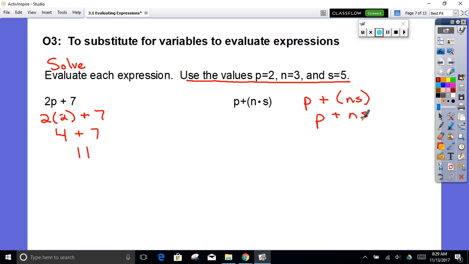So we have p, which is 2. So we have 2 plus n is 3. So we have 3 times s, which is 5. Doing what's in the parentheses first, I have 2 plus 15, which is 17. Okay, next slide is one for you to try, so take a second and do that, and then we'll talk about it.